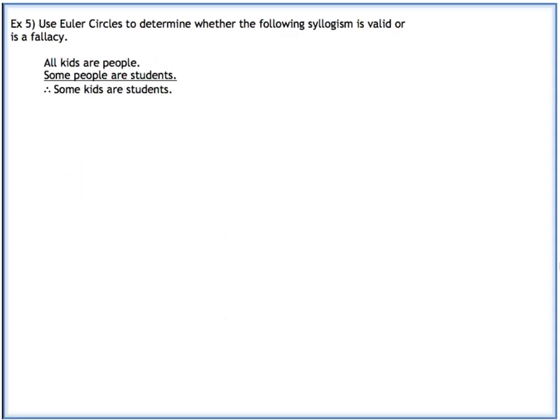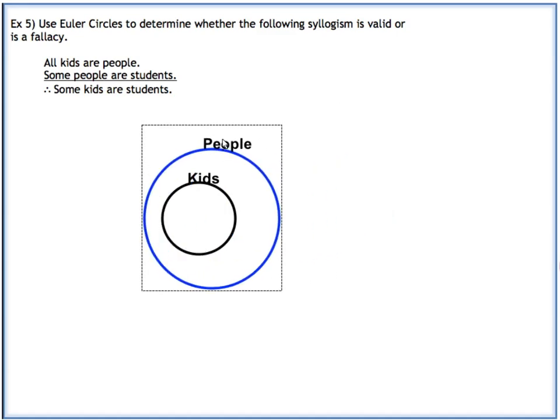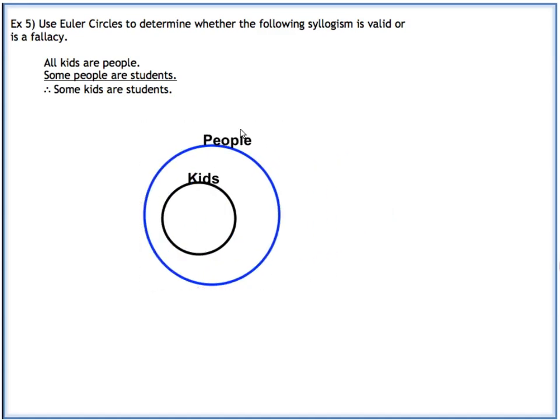All kids are people. Hopefully you guys can draw that by now. So we have all kids, and then are people. So all kids are people. So we did make that true. Now we want to make some people are students be true. Okay. So here's our student circle.